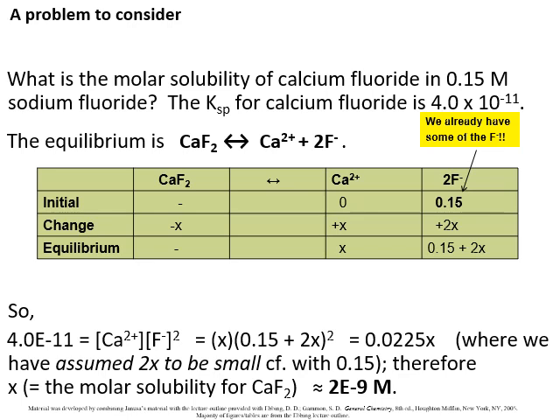All right, so the only difference for this one is that we already had some of the F- at the beginning. Common ion. But notice here that our solubility now is less than it would have been if we just had this in pure water, and that's because the solubility decreases. Okay, next slide.